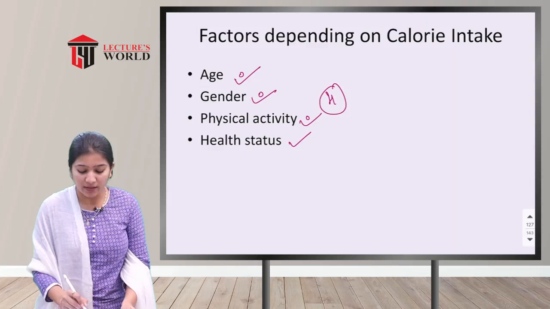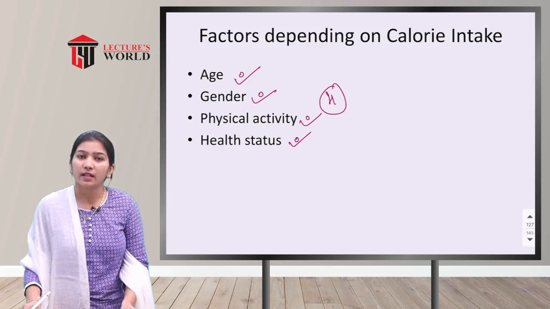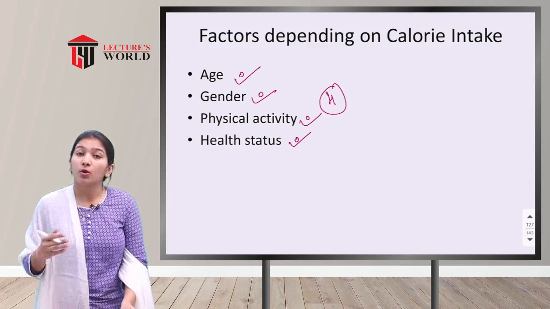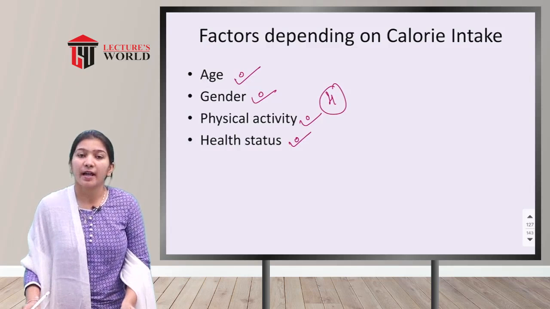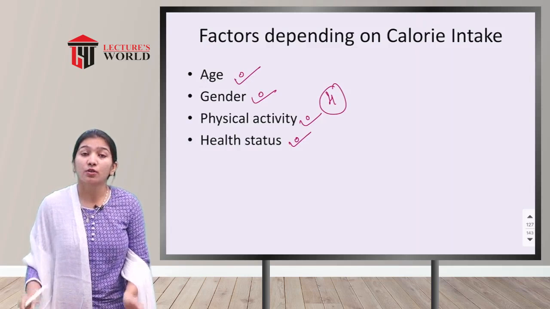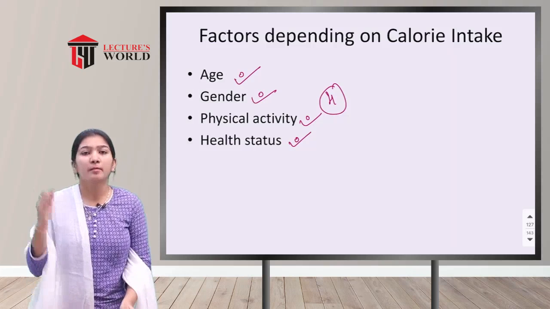And the last one is the health status. Health status means those who are healthy require an adequate or sufficient amount of calories. But those who have any kind of illness, suppose a chronic illness, diabetes, cardiac disease, pancreatitis, in such disease conditions the calorie requirement should be diminished.